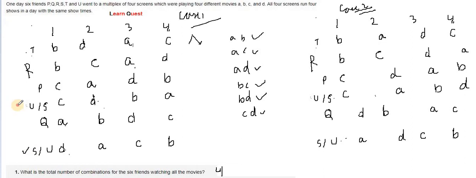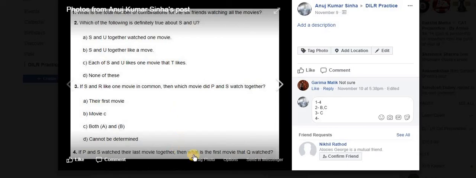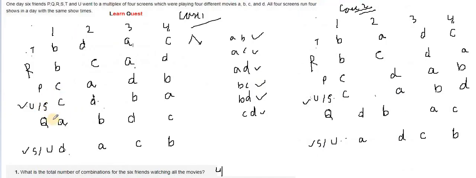So now we are talking about the first case. Here if you see, P's last movie is B. So whose last movie is B? His. So this is S. So here also, the first case now we are talking about. Now what was the question? The question was, what is the first movie that Q watched? So Q is watching the first movie, which one? Well, in both cases this is true. So Q can watch either A or D. We are still not sure, right?